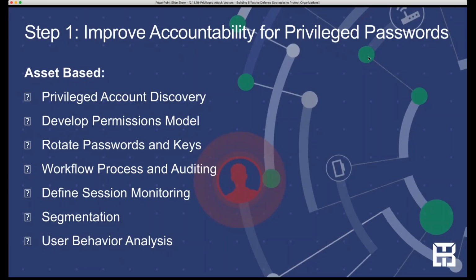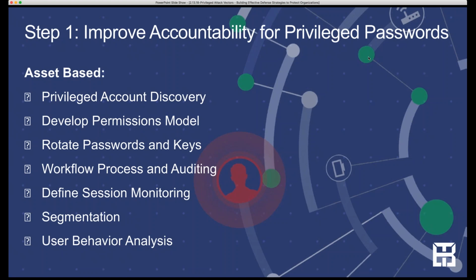The first is improving accountability of where your privileges are. You've got to figure out where they are, right? You've got to discover them. If you have no idea that there are accounts associated with a system, a resource, an application, a service account, or in a script, you have no way to manage it. You can't measure what you can't identify. So you've got to discover them. Then you have to develop a permissions model.